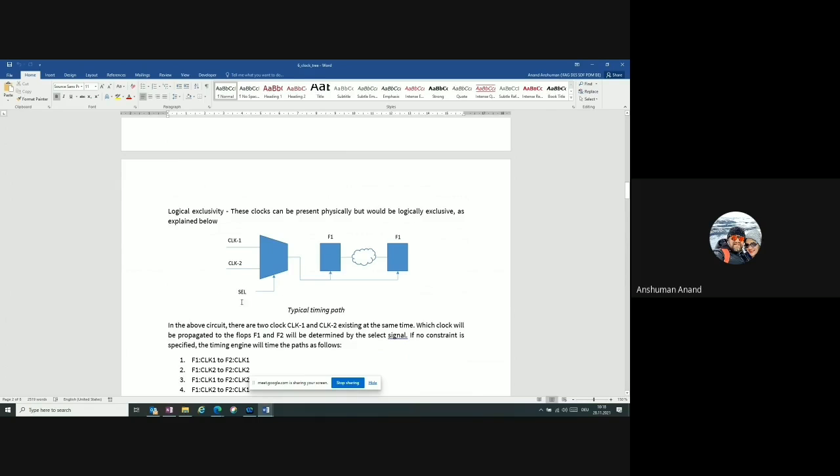Right. So now the select signal, if it is 0, then probably clock 1 will pass through. And if this is 1, then clock 2 will pass through. So for both flop 1 and flop 2, you will get either clock 1 on both sides or clock 2 on both sides. But the fallout will be if you don't do this.